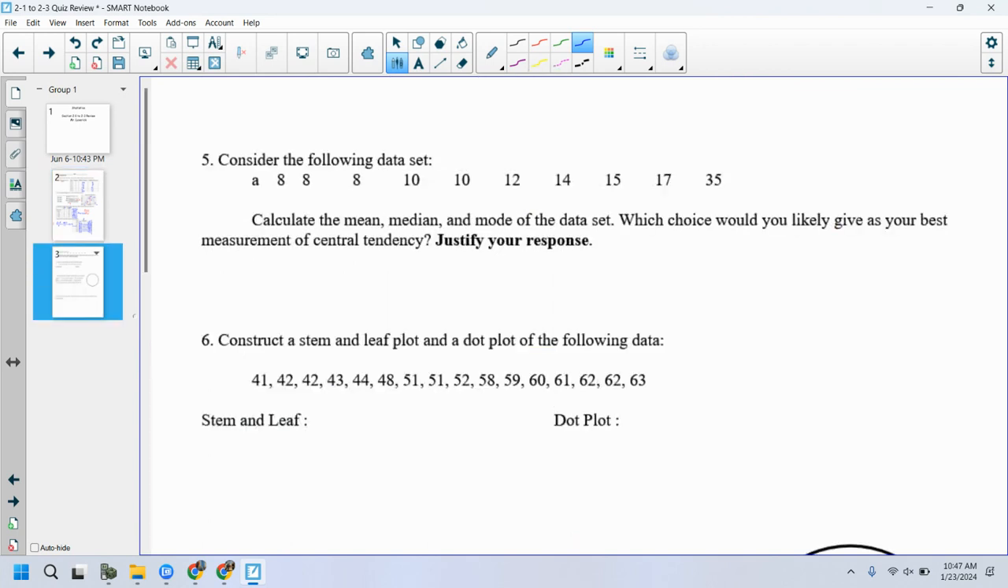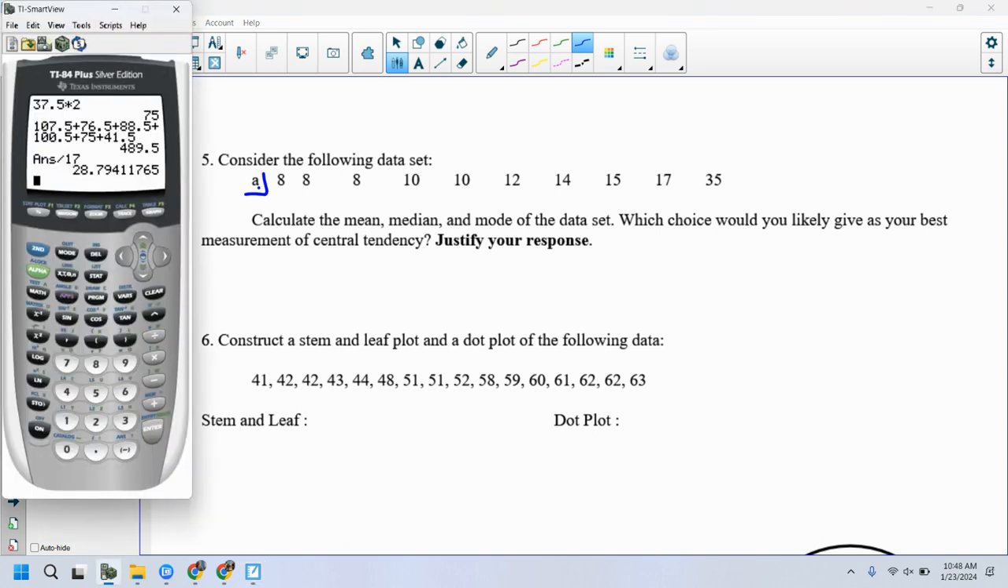Consider the following. I don't know if there's an A in there. I think I entered down while I was numbering and it made an A. So, sorry. Looks like there's an A in the data set. Calculate the mean, median, and mode of the data set. Which choice would you likely give as your best measurement of central tendency?